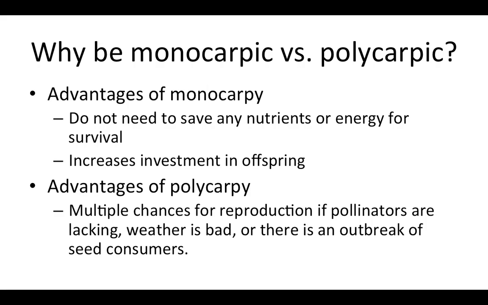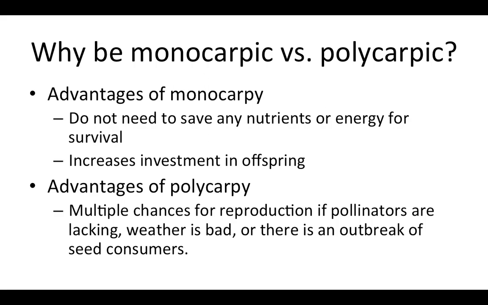However, there's also advantages of polycarpy. A problem with monocarpy is that when the plant makes seeds, conditions could be bad. It could be that the weather is bad for pollinators, and so it never gets pollen transferred to its flowers. It's possible that the weather is simply bad for the plant. It's too cloudy, it doesn't get to make a lot of sugars, and therefore it can't make a lot of seeds. Or it could be a year where it does make a lot of seeds, but there's an outbreak of something that eats its seeds, and none of those seeds survive.